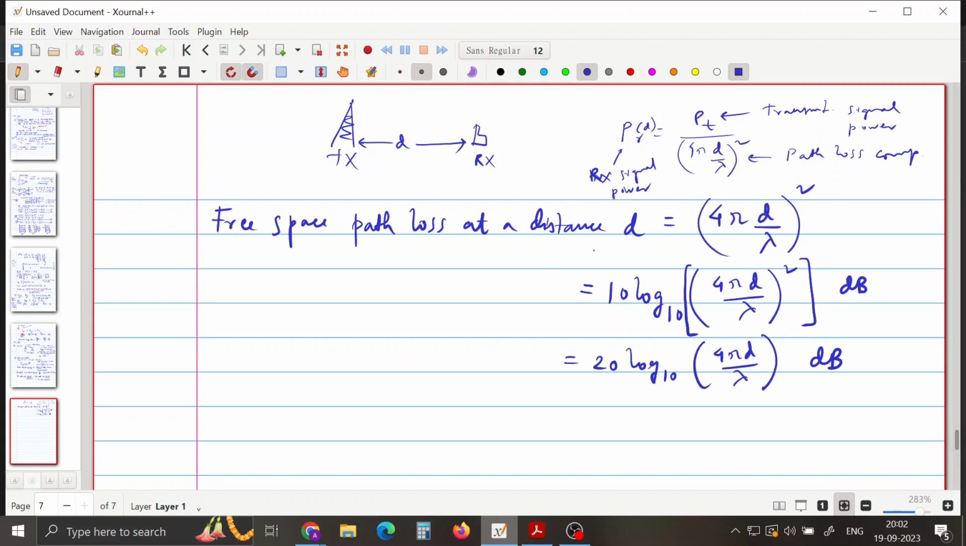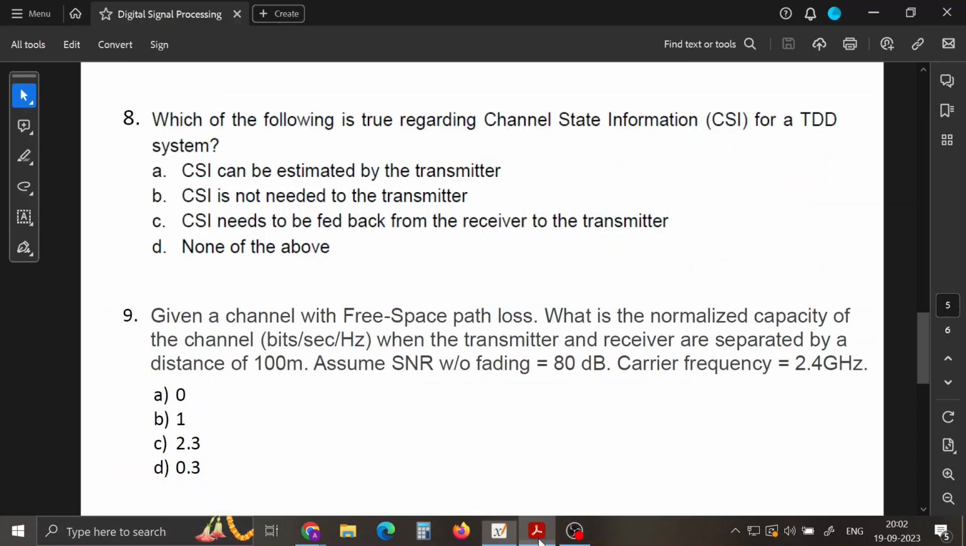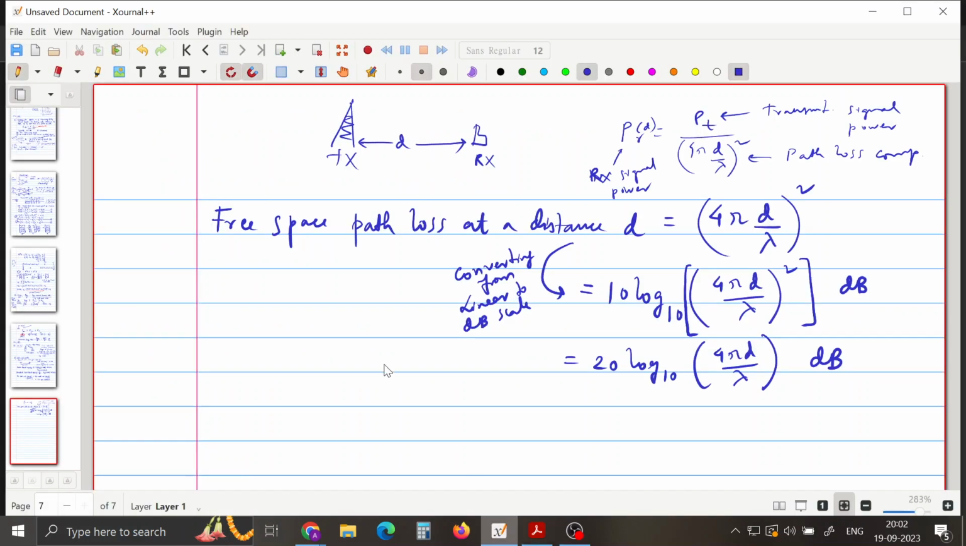So this, I'll write it here, converting from linear to dB scale. And why am I converting this? Because I have to subtract the dB value from dB. Assume SNR without fading is 80 dB, therefore I need to also subtract the path loss, which will be in dB. Okay, fine. So this is my path loss in dB.